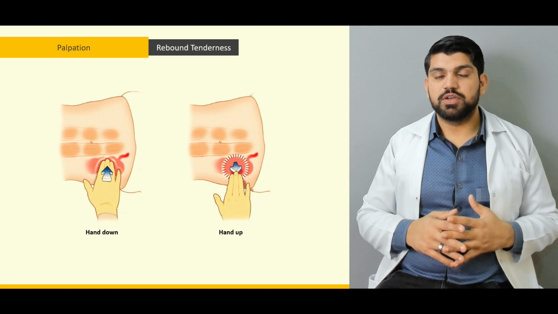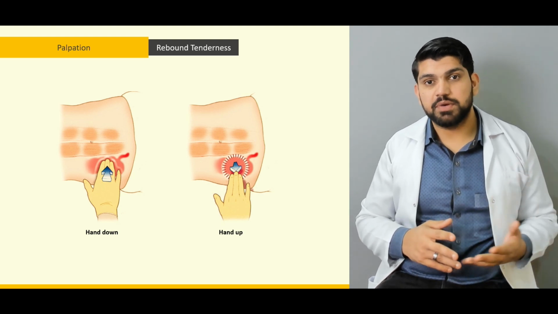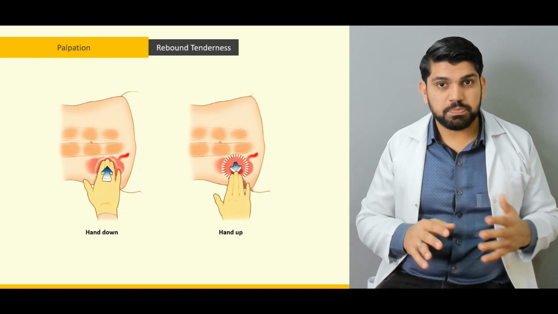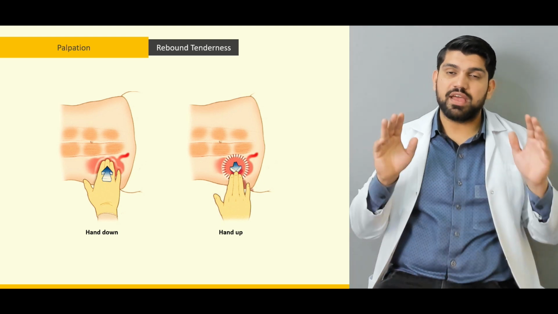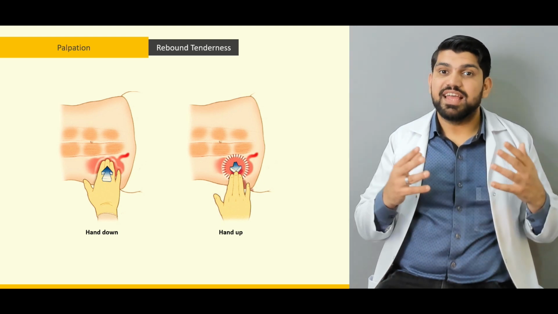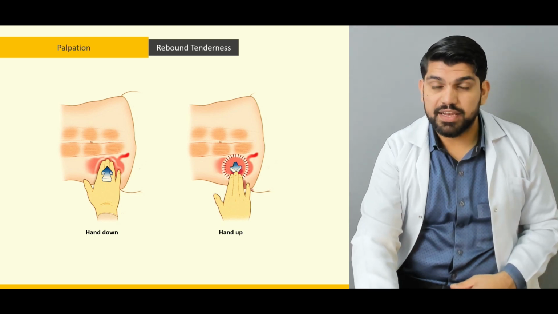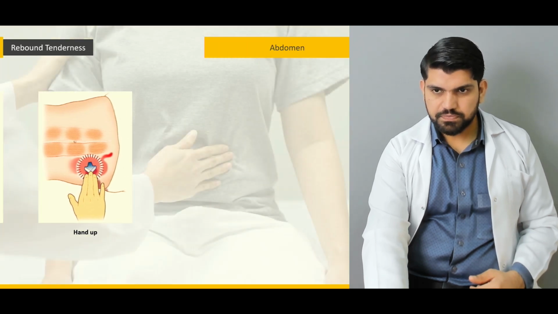At times with acute appendicitis, many of the times rebound tenderness is positive. How do you say rebound tenderness is positive? With hands down, there is pain, but when you suddenly lift up your hands, there is excruciating pain. That's rebound tenderness, a highly clinical manifestation of acute appendicitis.